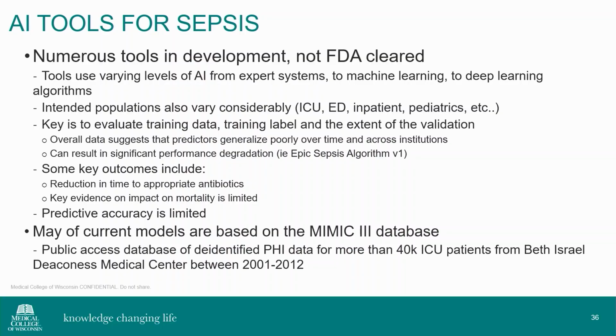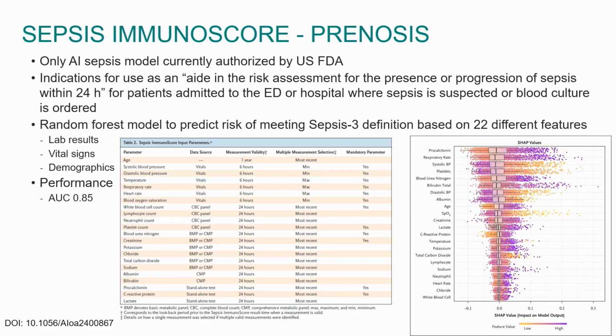You've also probably heard that there was a study published out of the University of California, San Diego, that ultimately showed that the Epic Sepsis algorithm, at least the first version, actually caused harm to patients because it misclassified sepsis patients. They've redone that, and there's now version 2. Even though it's not FDA cleared, I'm going to show you some data on that because nearly everybody in this room has Epic. So let's take a look at a couple of these sepsis algorithms.